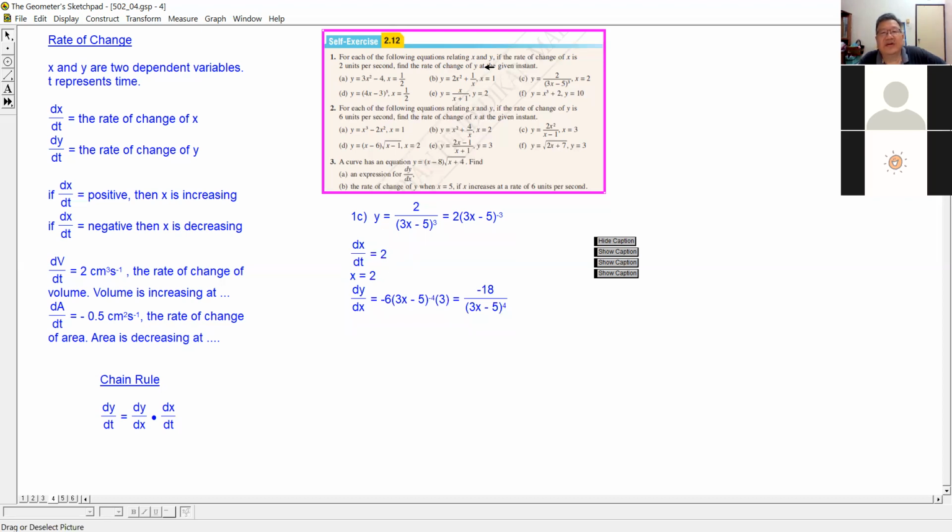Then this question is about differentiation. So you differentiate and find out what is dy dx. You differentiate, bring down the -3, become -6. Then this one becomes -4. Differentiate inside the bracket becomes 3. -6 times 3, -18. And this thing you write at the bottom.